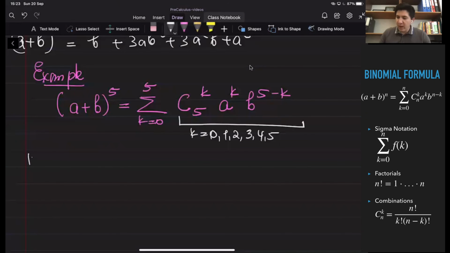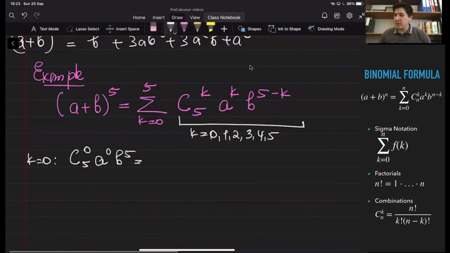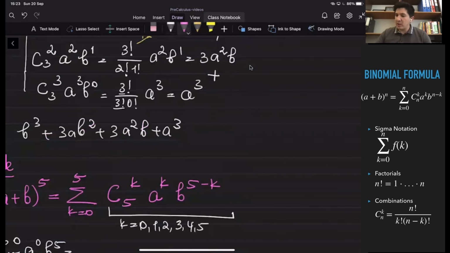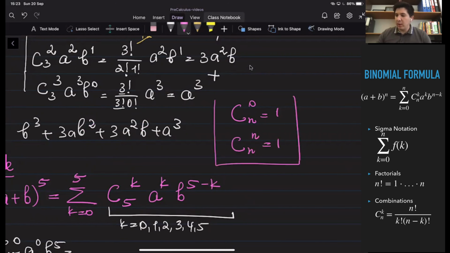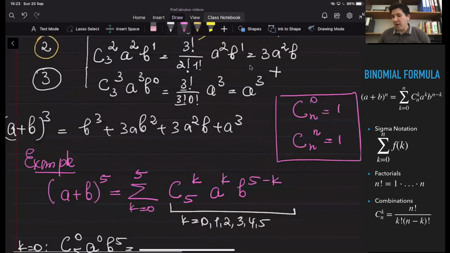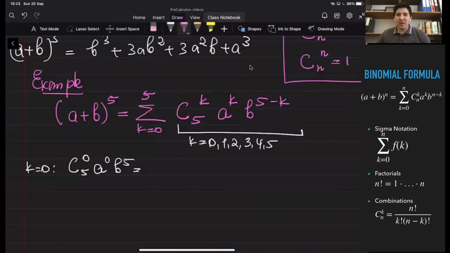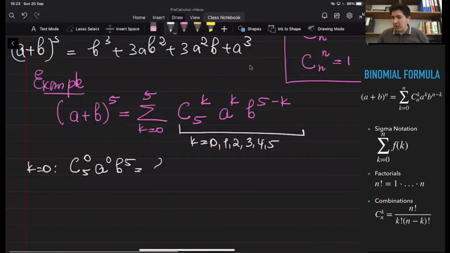So let's start with k equal to 0. I'm going to do the calculations a little bit faster because we understood some of the concepts before. It's going to be C(5, 0), a^0, b^5. So C(5, 0) is always 1. Please note that whenever we have the combination of n and 0, it's simply 1, and a combination of n and n is also equal to 1. This is really important because it makes your life much easier. You can know those things without any calculations. So it's simply b in the power of 5.